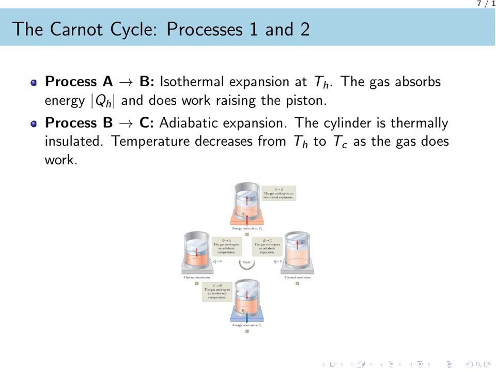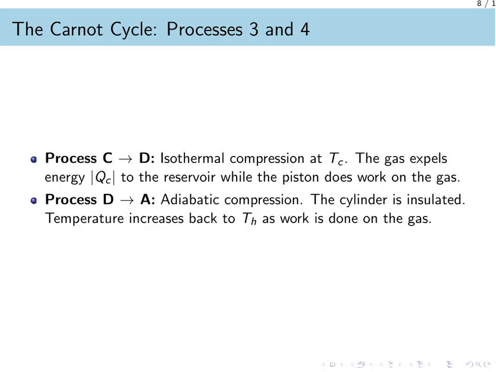The cycle continues with the third stage, process C to D, which is an isothermal compression at the cold reservoir temperature. The gas is placed in contact with the cold reservoir, expelling energy as heat while the piston does work on the gas. The final stage, process D to A, is an adiabatic compression. The cylinder is once again insulated, and the temperature of the gas increases back to the starting hot reservoir temperature as work is done on the gas. This returns the system to its initial state to begin the cycle again.